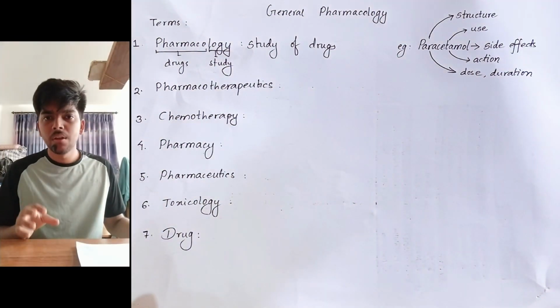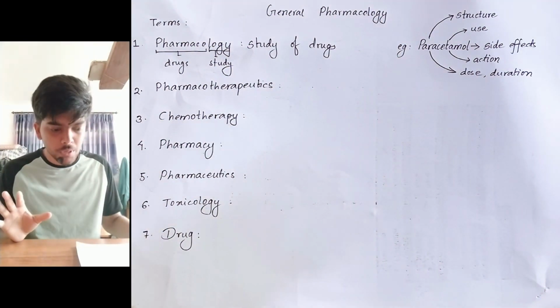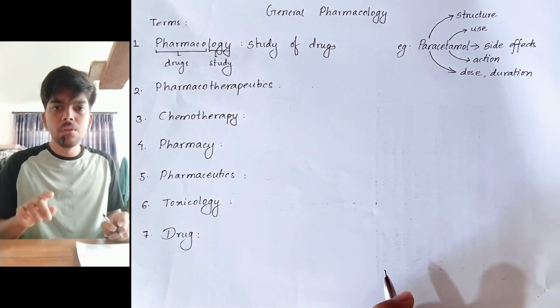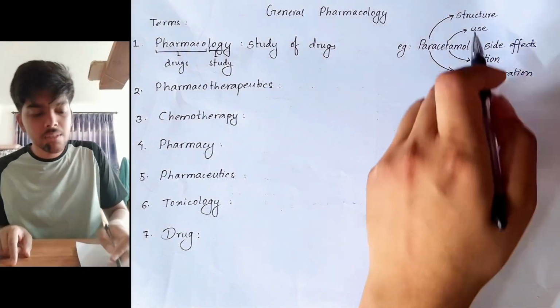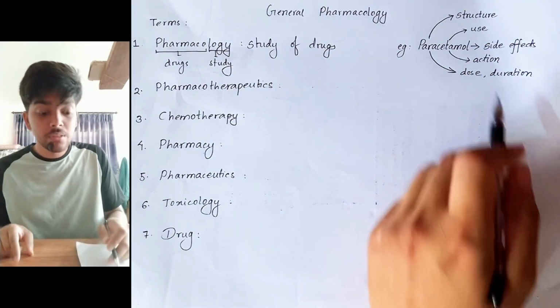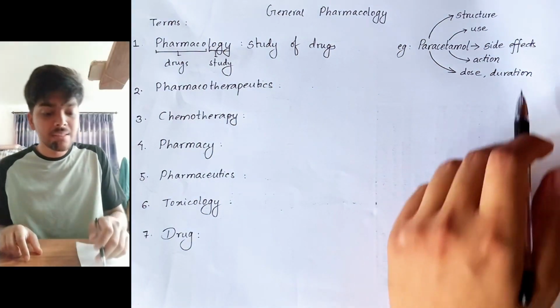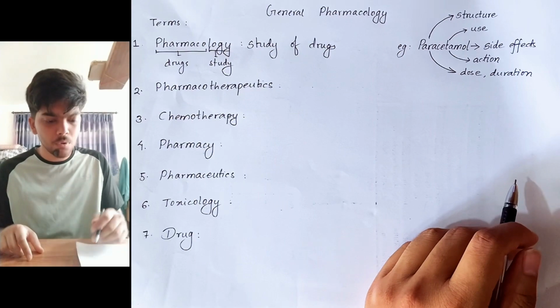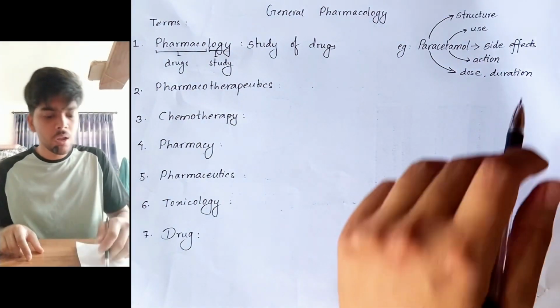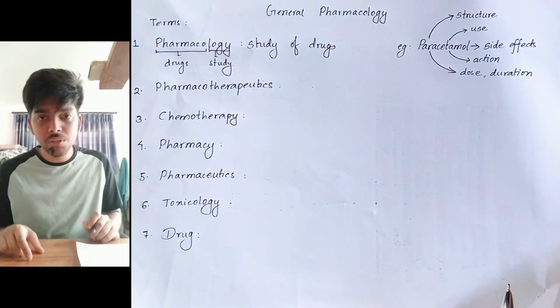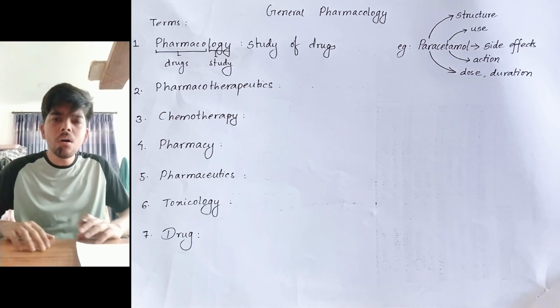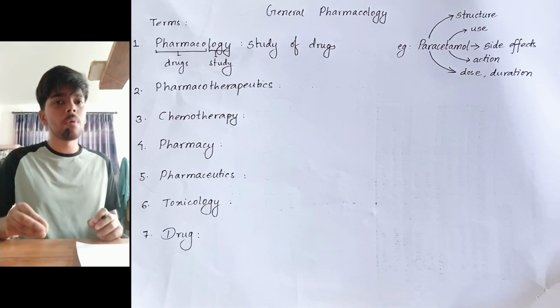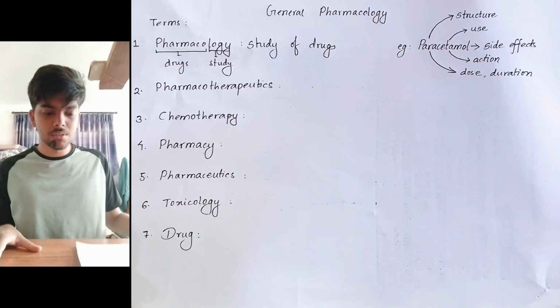For example, there's paracetamol. Under pharmacology, you would have to study the structure of paracetamol, the use of paracetamol, the side effects of paracetamol, the action of paracetamol, the dose of paracetamol, the duration when the paracetamol is supposed to be taken. All the stuff that you need to know about a drug comes under pharmacology.